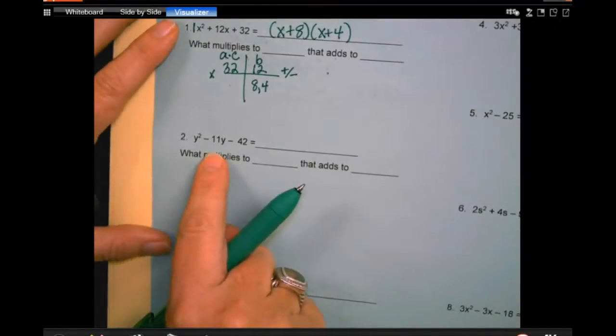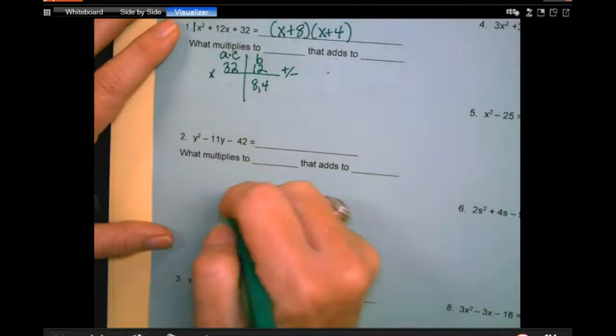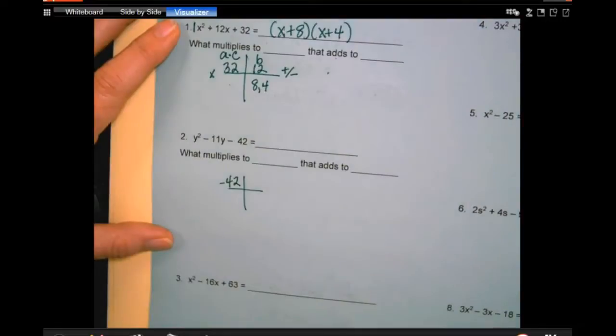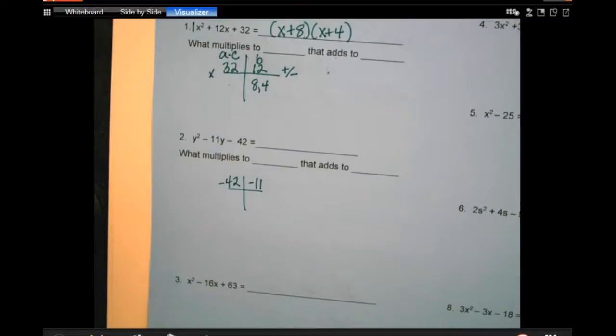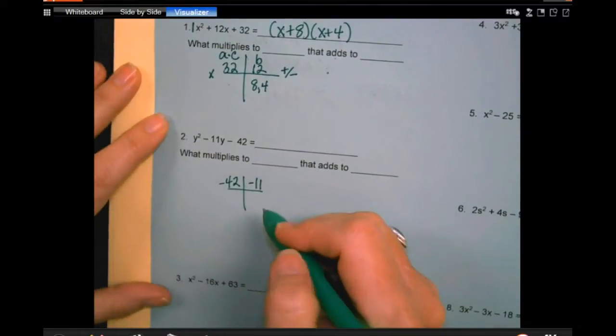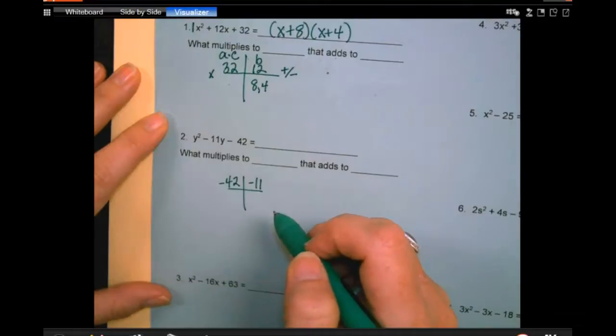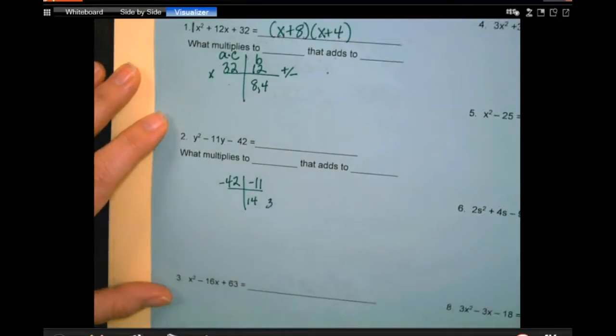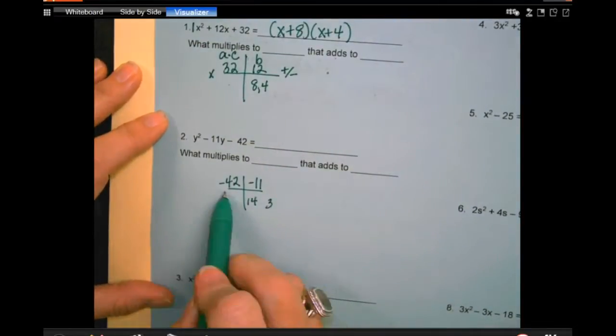So on the next one, on number 2, when I do my a times c, what do I get? Negative 42. And my b? So I want factors that multiply and make a negative 42, but add and make a negative 11. So I'll give you a hint, it's 14 and 3.